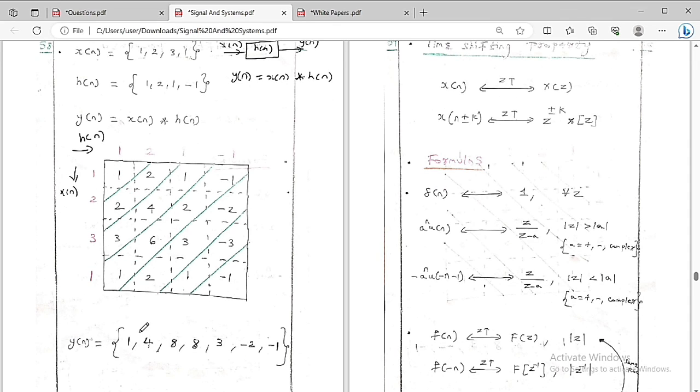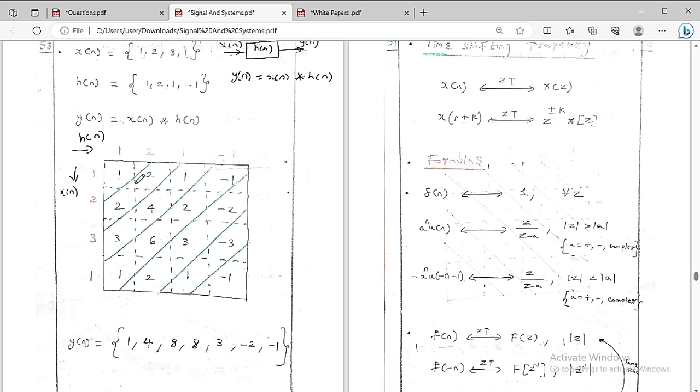This will become 1 as it is. 2 plus 2 is 4. 3 plus 4 plus 1 is nothing but 8. 1 plus 6 plus 2 plus minus 1 which is 8. 2 plus 3 plus minus 2 is equal to 3. 1 plus minus 3 is nothing but minus 2. Then comes the minus 1.